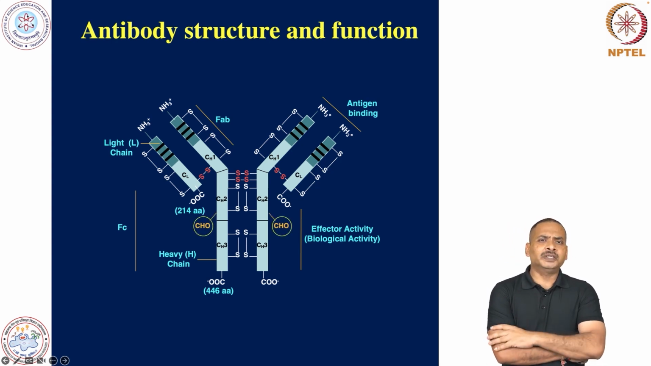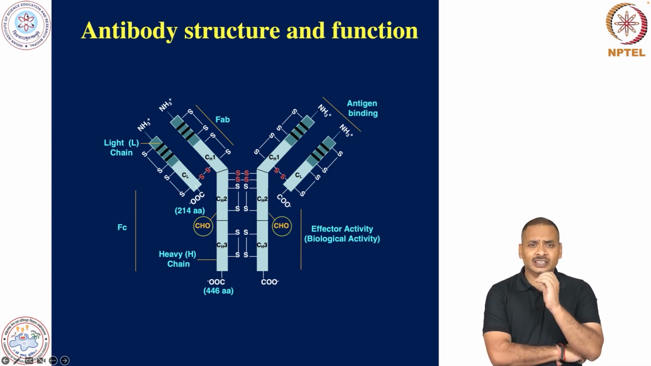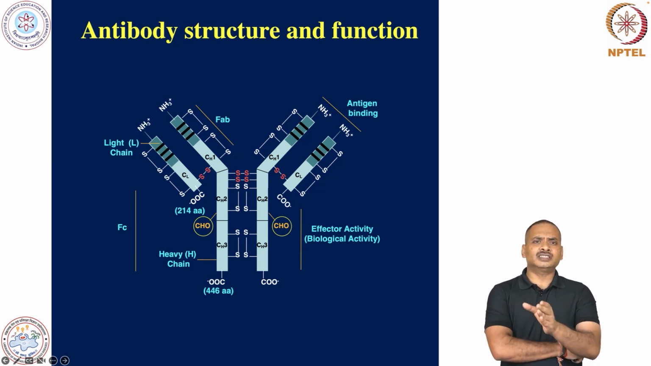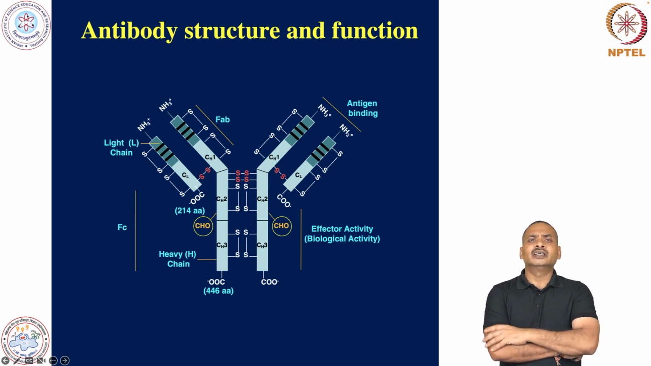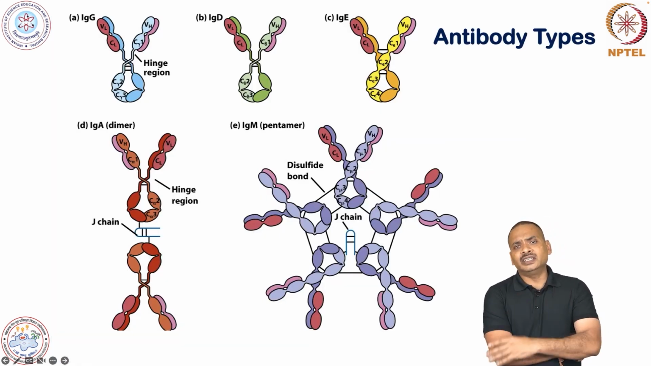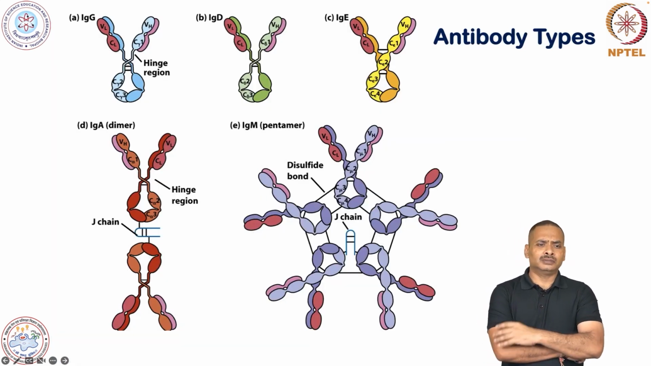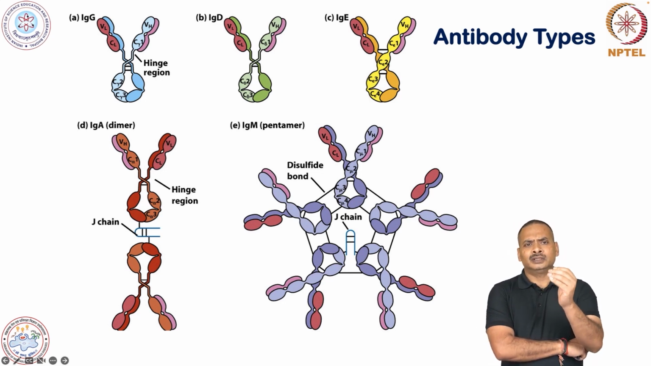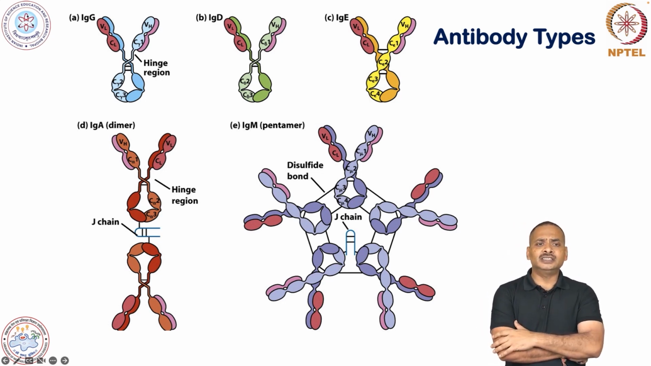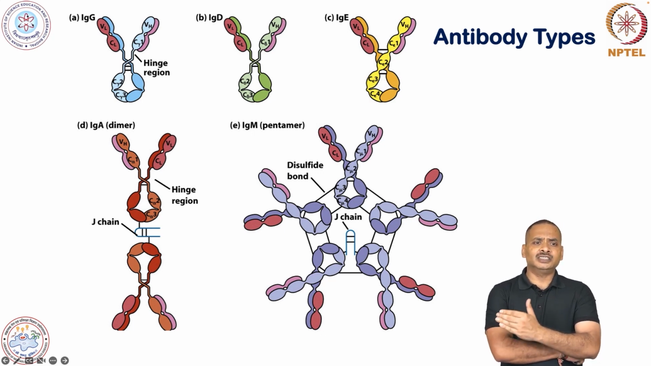Just for your information, antibody molecules are heavily glycosylated. Here you can see there is a CHO, so this region is heavily glycosylated, and there are several kinds of antibody. Here you can see that there are 5 kinds of antibody, that is IgG, IgD, IgE, IgA and IgM.